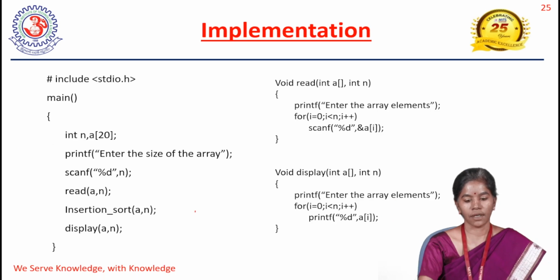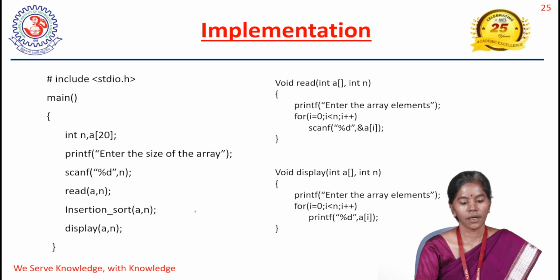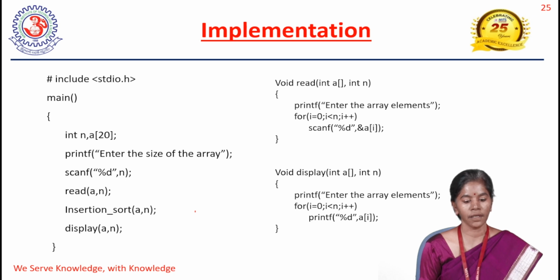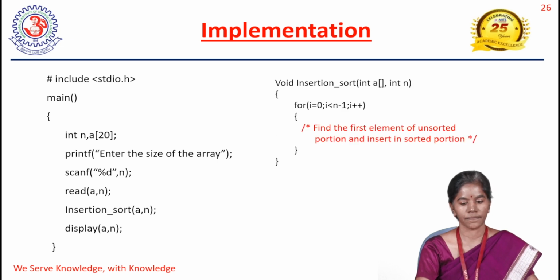So let's see the implementation. First we have to read the size of the array, then we read all the elements of the array, then the insertion sort function is called. So we have a read function to read all the array elements, and a display function to display the sorted array. After calling the insertion function, we call the display function to display the sorted list. Next, insertion sort. We will discuss how the insertion sort function is implemented.